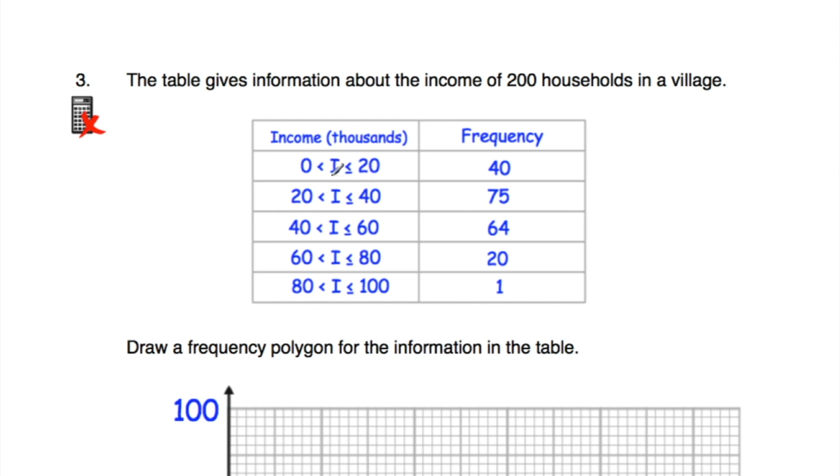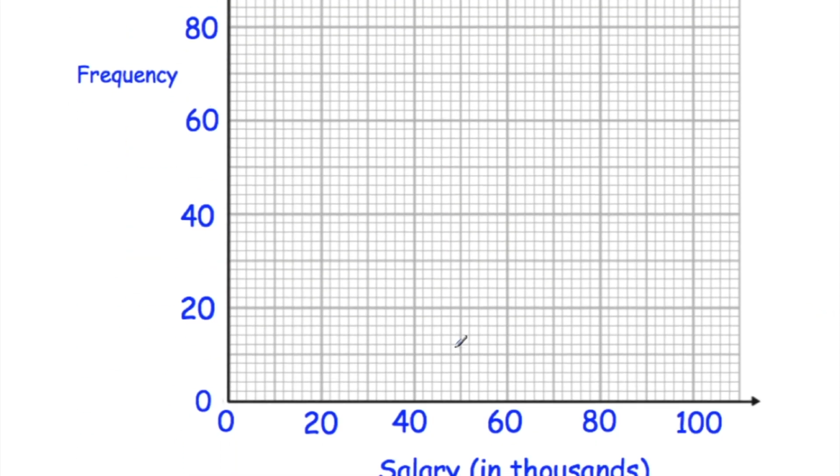So we're going to go to the midpoint, so that's going to be 10,000 and up 40, 30,000 and then up to 75, 50,000 and up to 64, 70,000 and up to 20, and 90,000 and up to 1. So let's start off with our first one, going 10,000 across and up to 40. So if we go to 10,000 across and up to 40, that would be there.